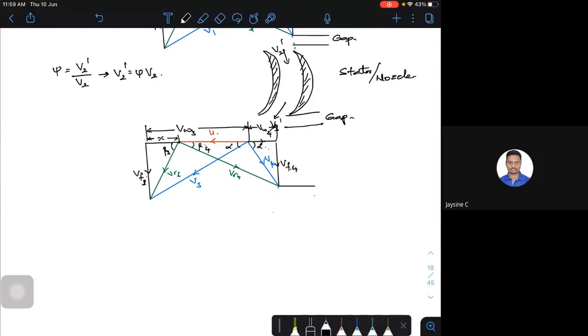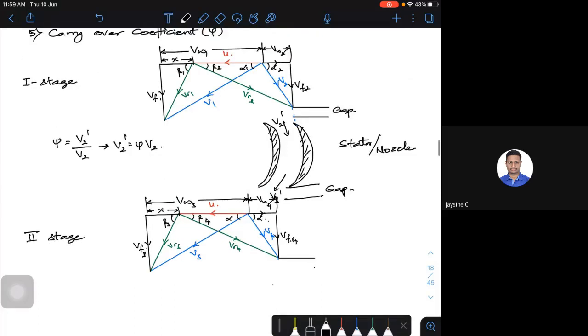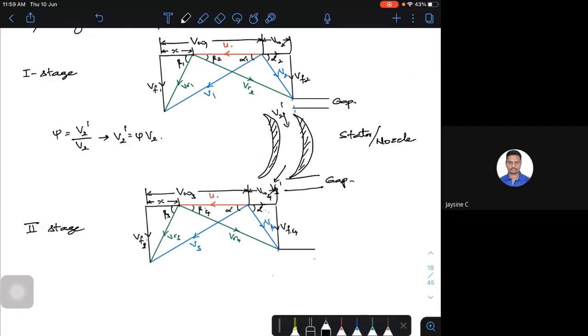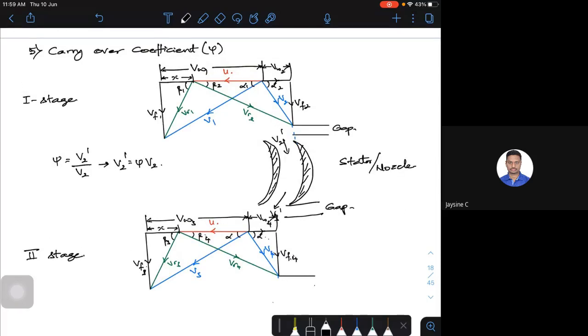Because of this gap, this is for the second stage. Multi-stage means this will continue: first stage to second stage to third stage to fourth stage, whatever is there. In between, I'll be having a stator. There is always a carryover velocity. Suppose this carryover coefficient is 1, then your V2 dash will be equal to V2 and V3 dash will be equal to V3. That is an ideal condition.